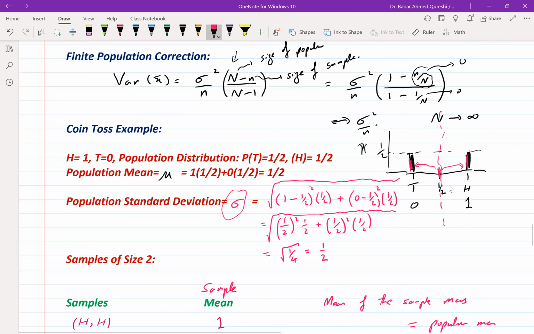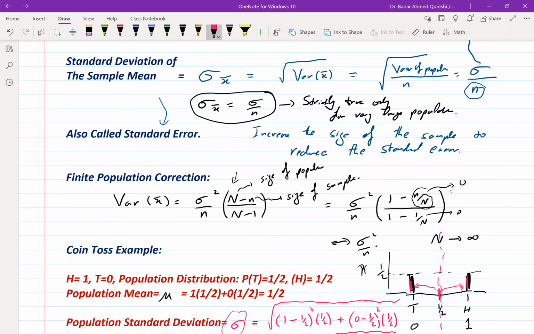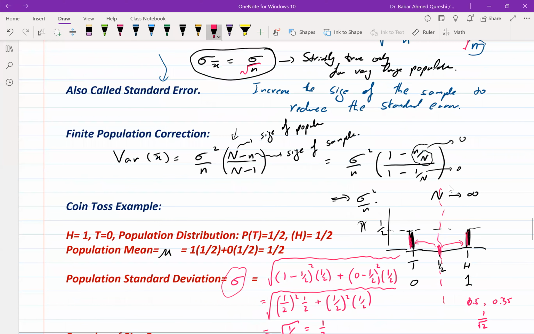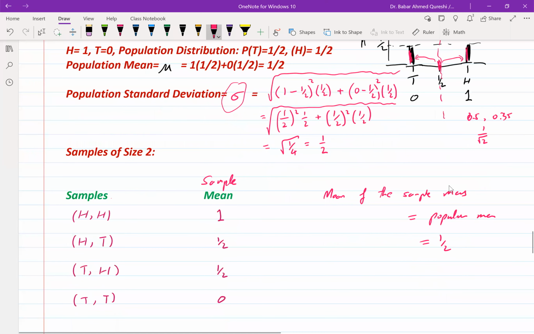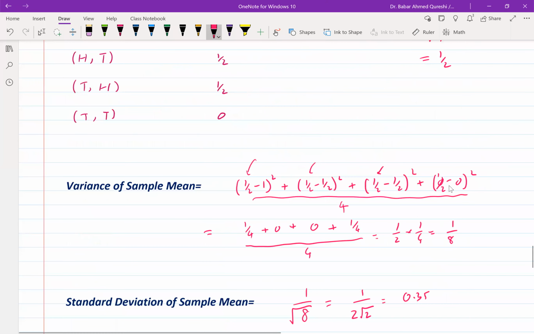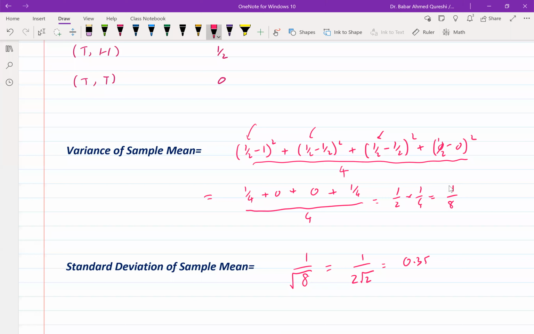So what you have got is, by picking samples of size 2, instead of having a standard deviation of 0.5, you have reduced it to 0.35 because you divided by 1 over root 2 according to this formula. Well, there's a root n here because you took a square root over here. So you got this over here. So any question?